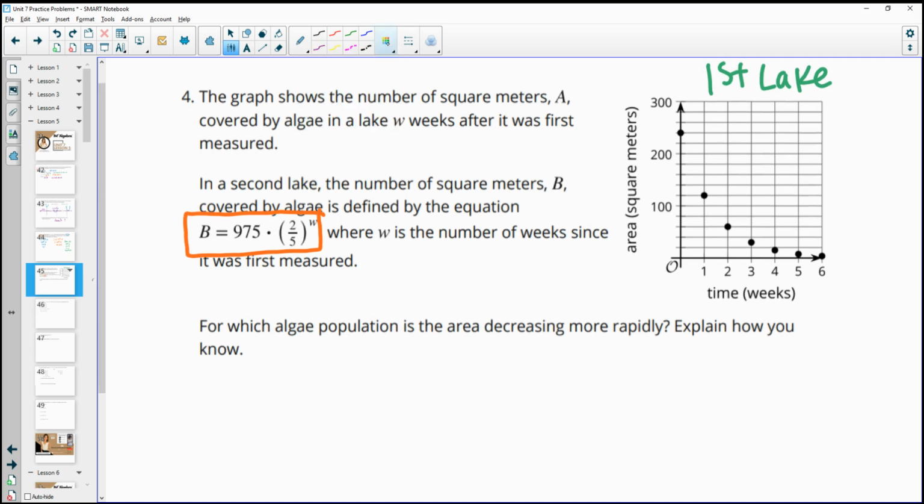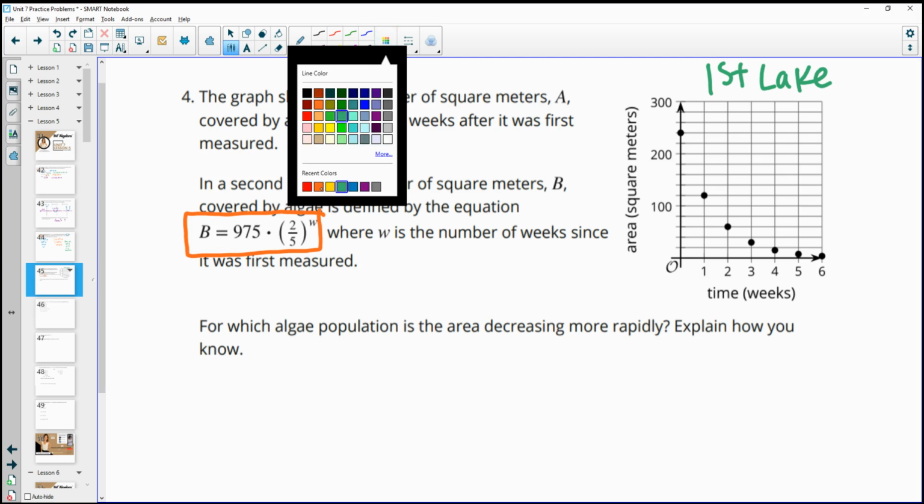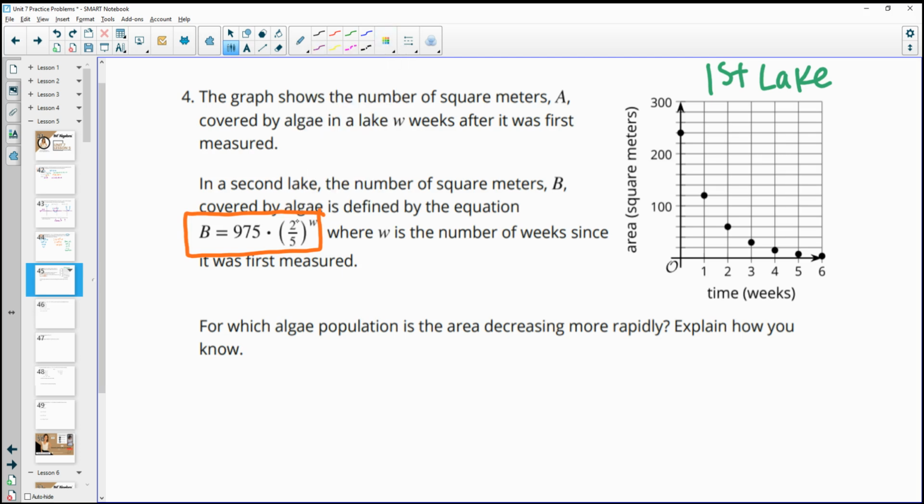So we want to look for the growth factor in each of these. So the growth factor in the equation is pretty easy to find. It's just the number attached to the variable. So in the second lake, the growth factor is 2 over 5, which as a decimal is 0.4. Or as a percent is 40%. So each time there's only 40% of the algae remaining.